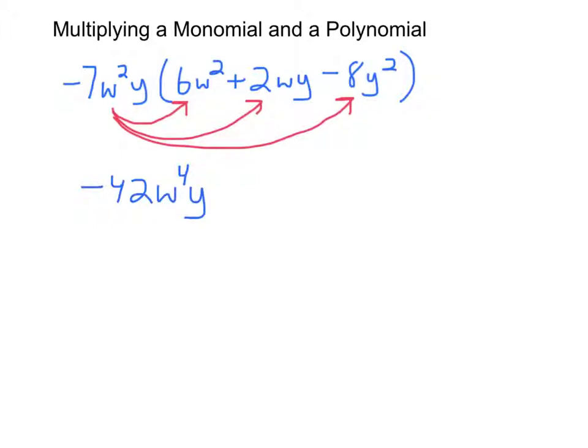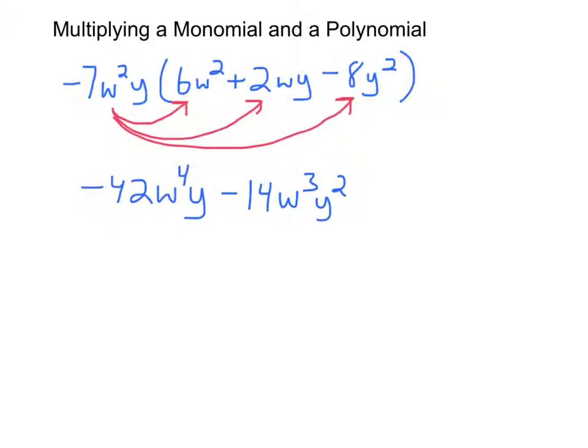And then you go on to the second one, and so now we've got negative 7w squared y times a positive 2wy. So the answer would be negative, so it's going to be minus 14, and it's going to be w cubed, because you really have 2 plus 1 on the powers on the w. And then for the y's, you have 1 plus 1, so it's going to be y squared.